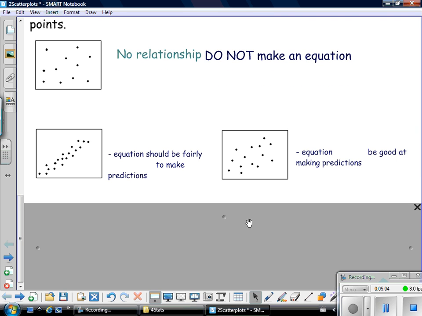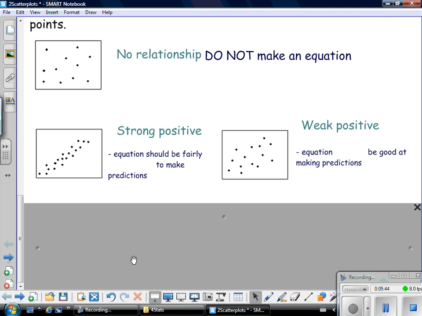Then what happens is we have two other things that are going on here. When I look at these, they both look like they're kind of going upward. The first one we would say has a strong positive relationship. The points are very tightly together, and it's going in a positive direction. Compared to this one, it's also going in a positive direction. However, I would have to say that it would be weak. So it's a weak positive.